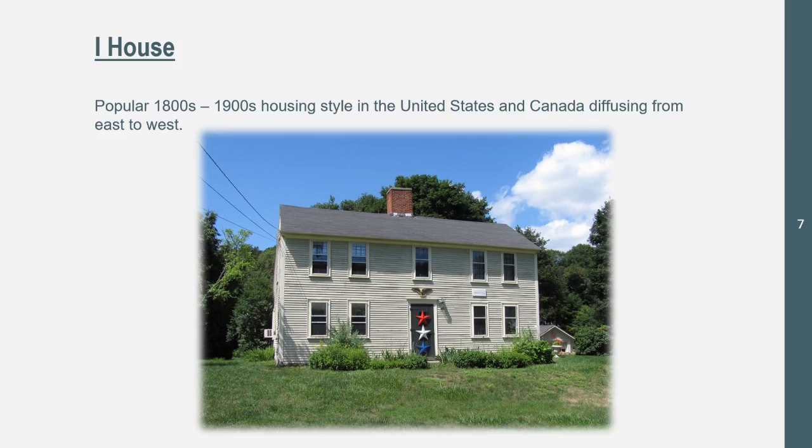Now let's get into the I house, which is popular during the 1800s and 1900s, and it's a housing style in the United States and Canada. Now this diffused from east to west. So we would see this on the eastern side of Canada and the United States, and then it would go to the western side. Think about this: when we developed the United States, we went from east to west. So of course, the I house diffused from east to west.